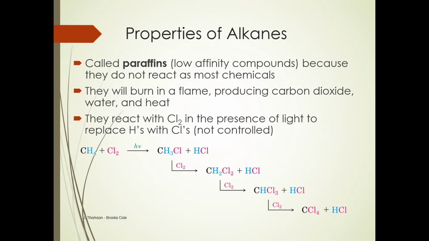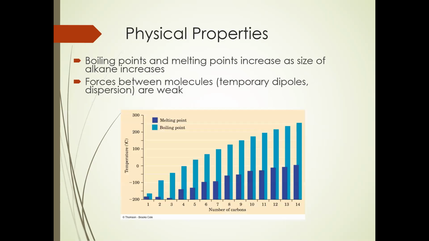Properties of alkanes. Alkanes are called paraffins, low affinity compounds, because they do not react with most chemicals. They will burn in flame, producing carbon dioxide, water, and heat. They react with Cl2 in the presence of light to replace H's with Cl's, which is not controlled. Physical properties: boiling points and melting points increase as the size of the alkane increases. Forces between molecules, temporary dispersion forces, are weak. As you can see here, the boiling point is way higher than the melting point.